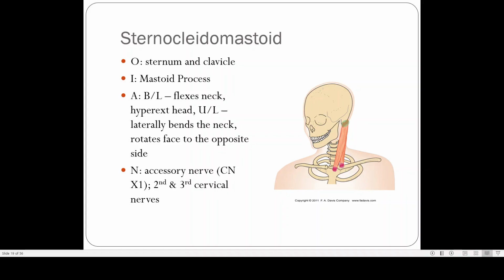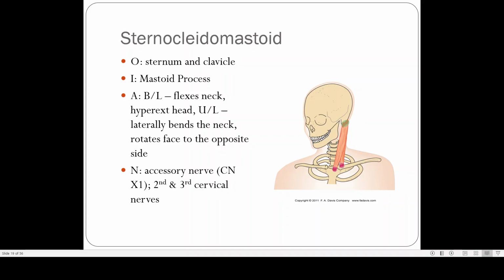If both sides of the sternocleidomastoid are working together, we're going to get neck flexion. We can also get hyperextension in the neck. And the reason why this happens is because once we tip past neutral, the diagonal line of pull is such that we can actually then pull back into an extended position. Unilaterally, it's going to laterally bend the neck and rotate the face to the opposite side.